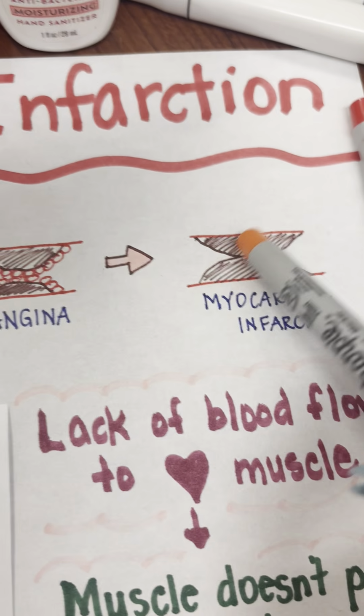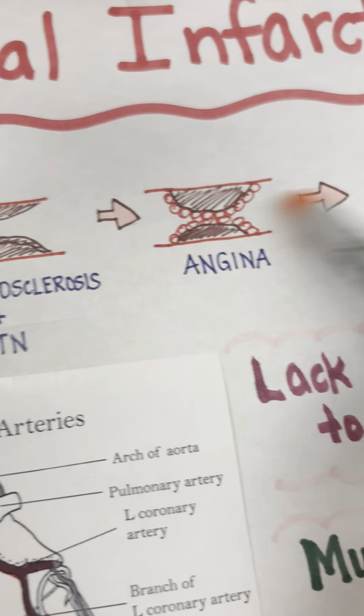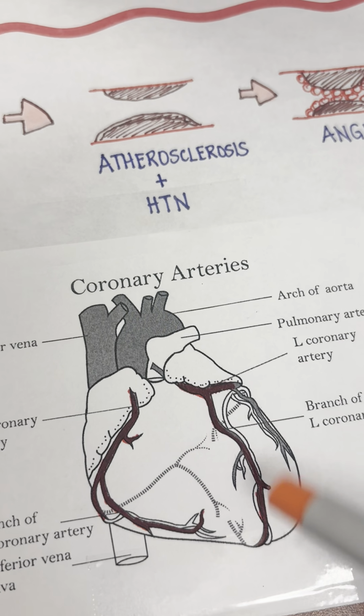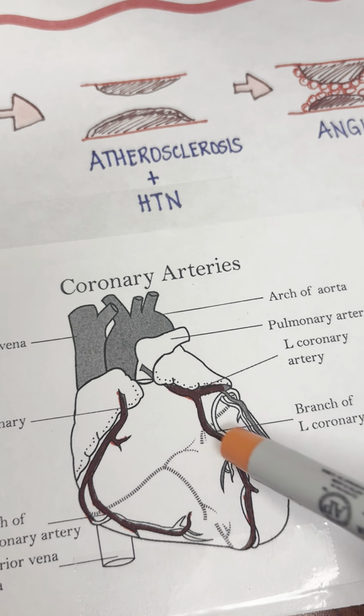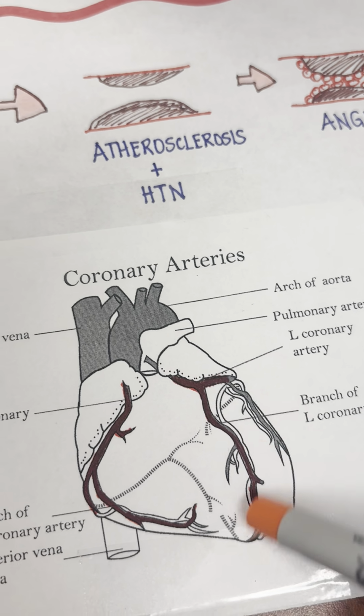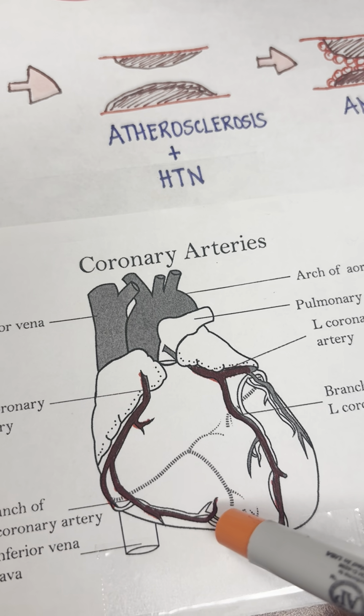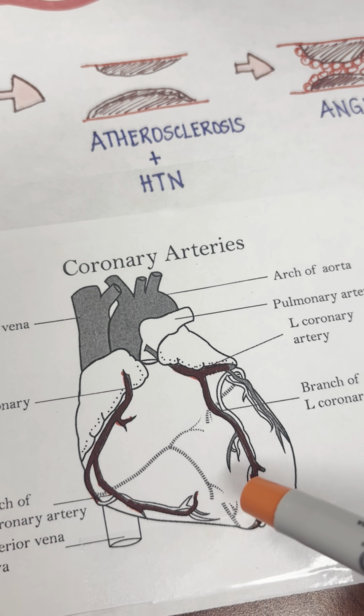Okay. Now, all of this is happening in the coronary arteries. This is where students misunderstand. They think this is happening inside the heart. No, girl, okay? This is in your coronary arteries on the outside of the heart. These are the coronary arteries that provide oxygen to the heart muscle.